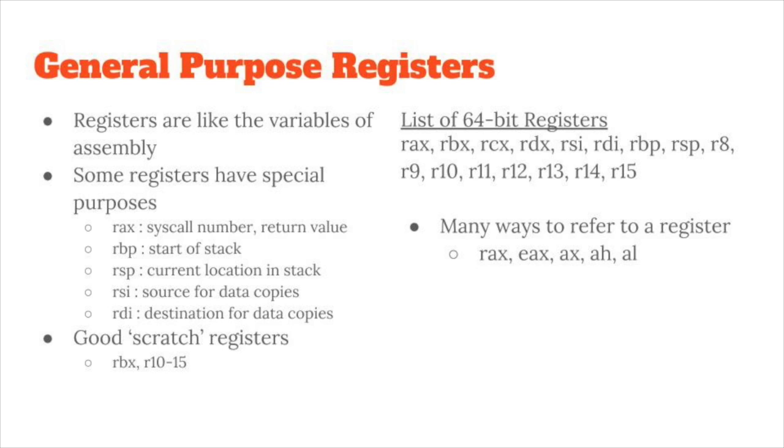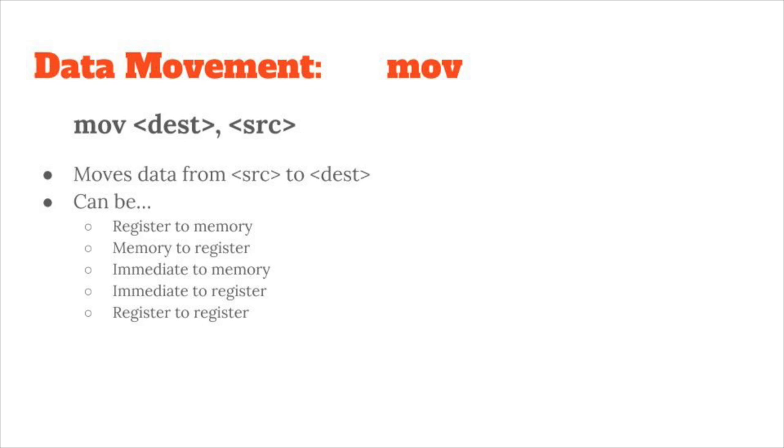Now data movement. Going back to the example of integer x equal to 5, the equivalent in assembly would be, if you use RAX as your x, you'd say MOV, just move, then RAX, and then 5 after the comma. That assigns the value 5 to our register RAX.